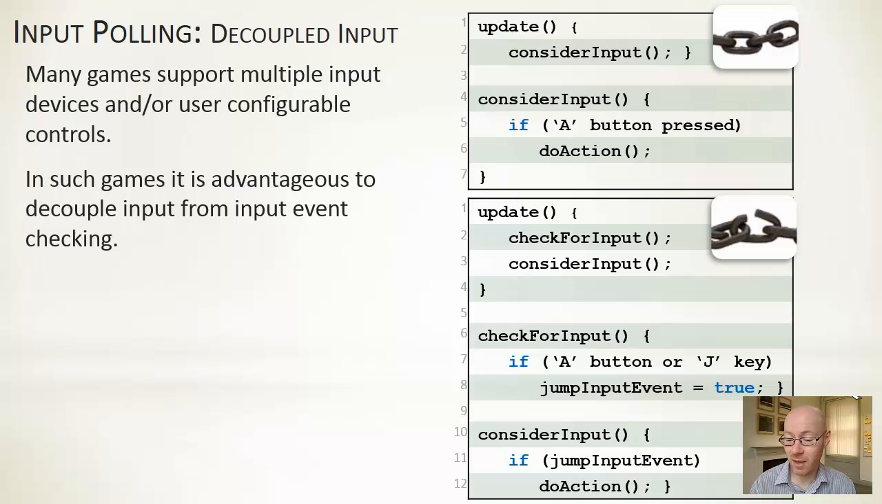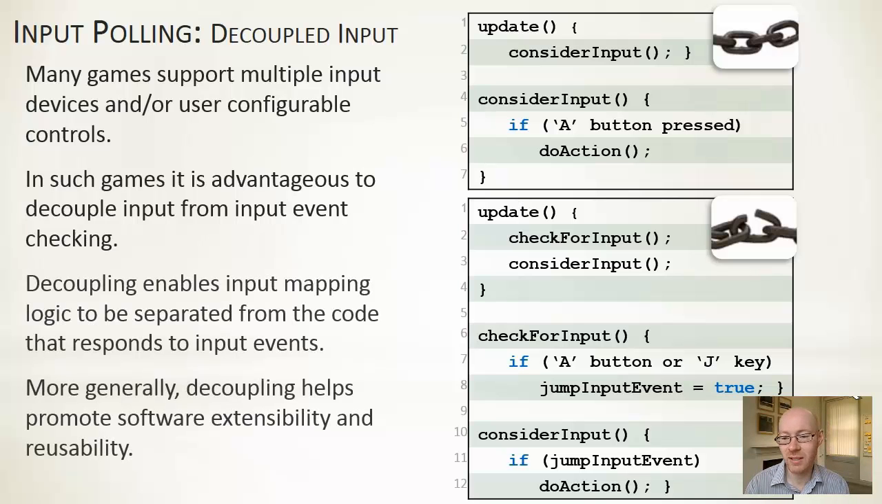In this case, it's the A button or the J key. So if either of these things are true, we set a flag that says that yes, we want to, in this case, jump. And then later on, we consider, okay, has the user indicated that they want to jump? If that's indicated through a flag, then we should take that particular action. So the two things are decoupled. We could have more than one input that would map onto that particular action, or we could let the user change that action. Generally, decoupling is a good thing to do within our programs. It helps promote extensibility within them.